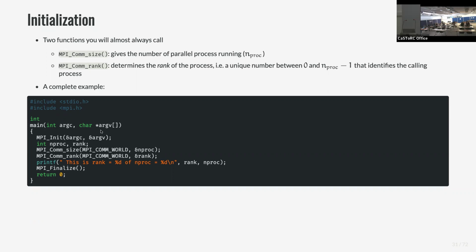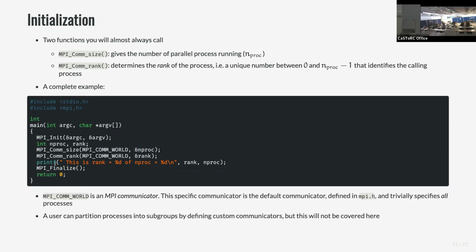But that means that inside your program, you need a mechanism to query how many processes you're actually running on. And this is this function here, MPI_Comm_size, which takes 2 arguments. The first one is MPI_COMM_WORLD, and the second one is nproc. MPI_COMM_WORLD is a so-called communicator.